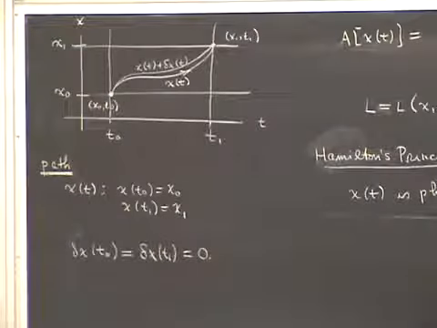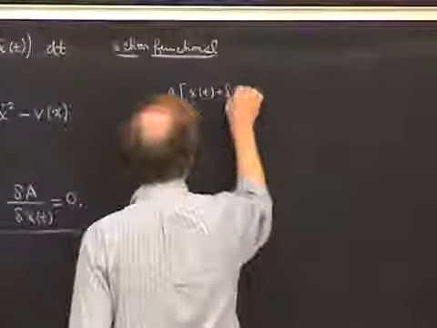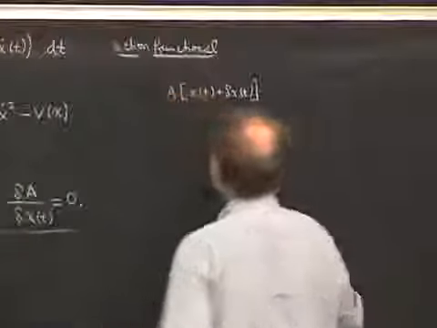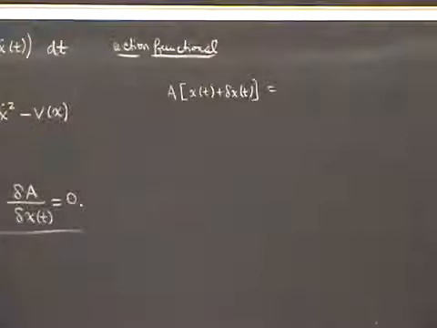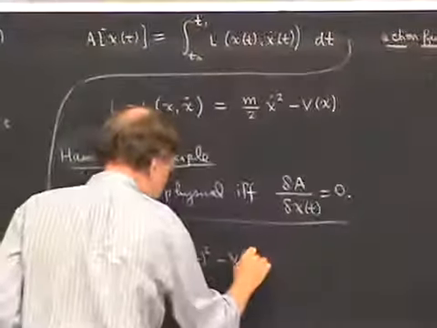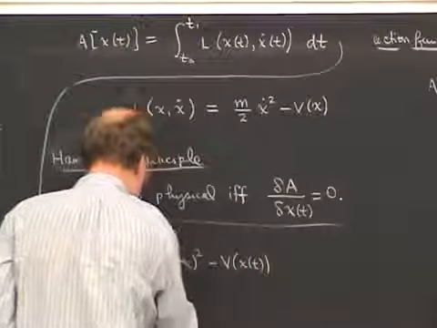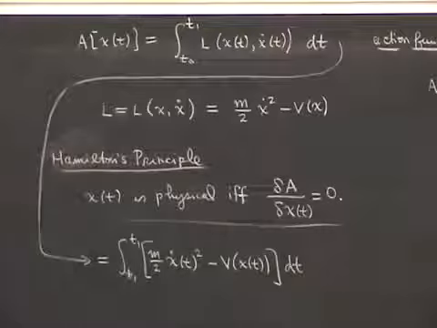Now, let's take this action and let's evaluate it, instead of on the original path, on the modified path. So what do we get? Well, the action function along the original path, let me write this out. This is the same thing as the integral from t0 to t1 of the mass over 2 times x dot of t quantity squared minus the potential evaluated at x of t, and that whole thing integrated over time. This is just what we mean by integrating the Lagrangian dt.